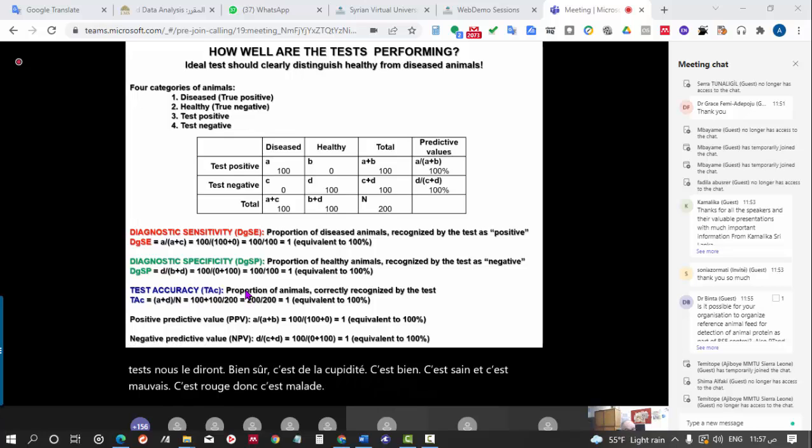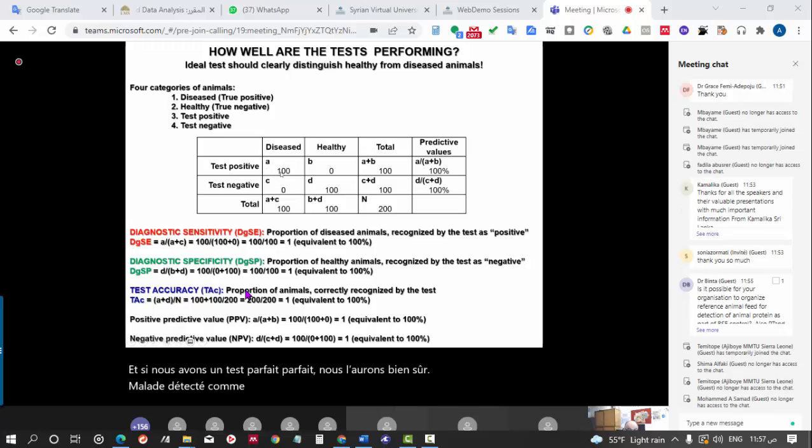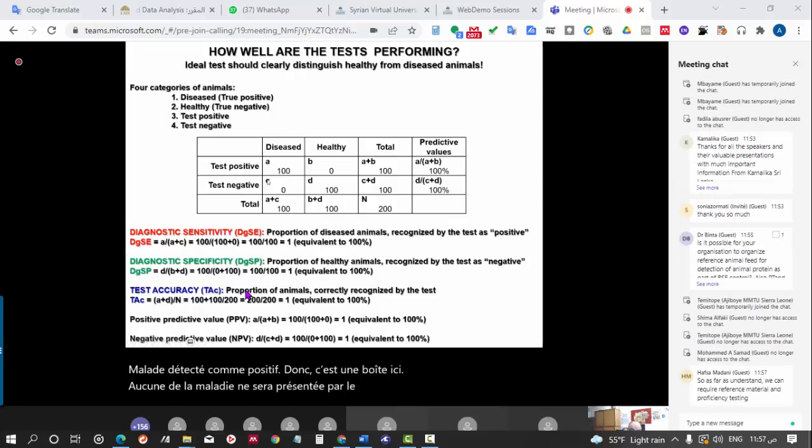And if we have a perfect test, we will of course have all diseased detected as positive, so this is this A box here. None of the diseased will be presented by the test as negative. And the same applies for the healthy. 100 of the healthy will be detected as negative. 0 of the healthy will be presented as positive by the test. So this is the easy scenario with the perfect test.